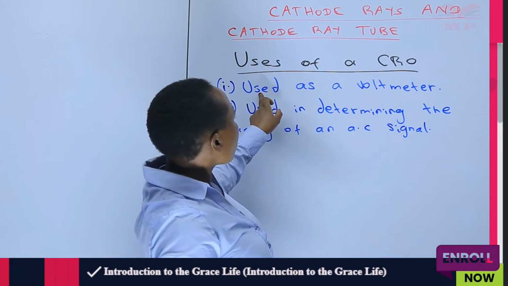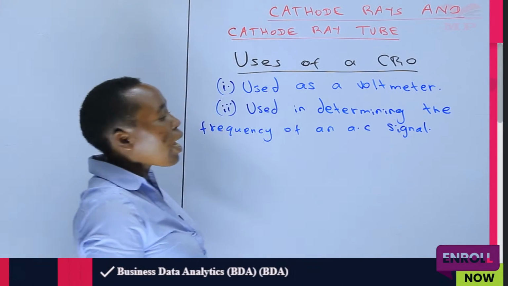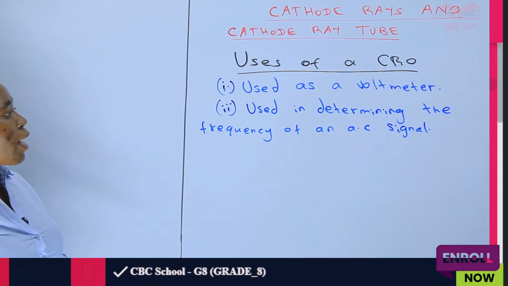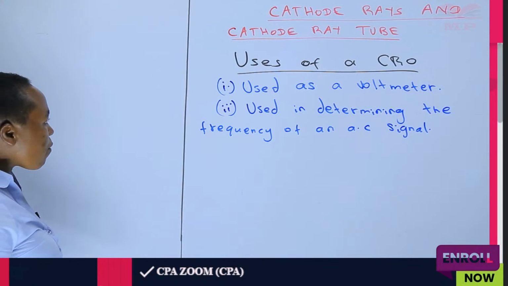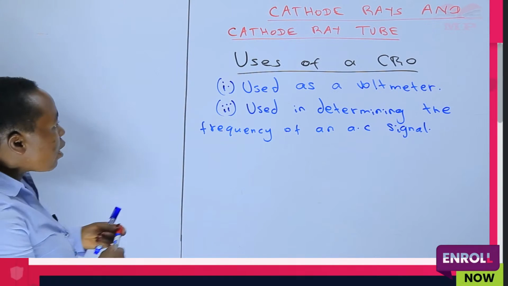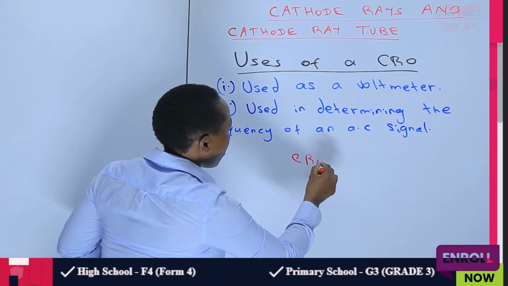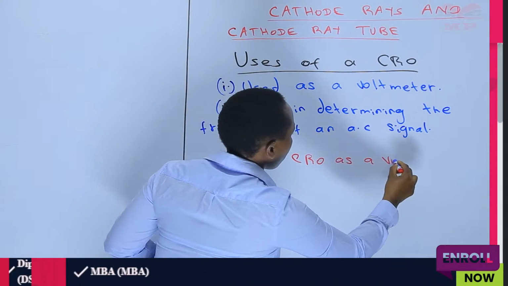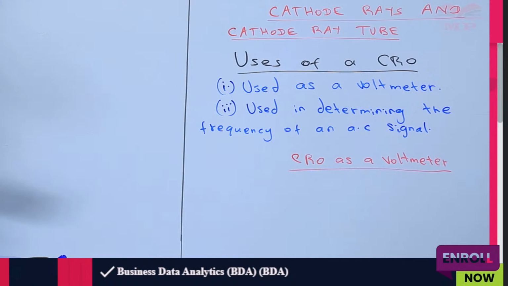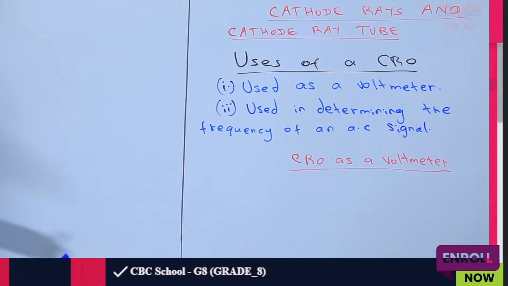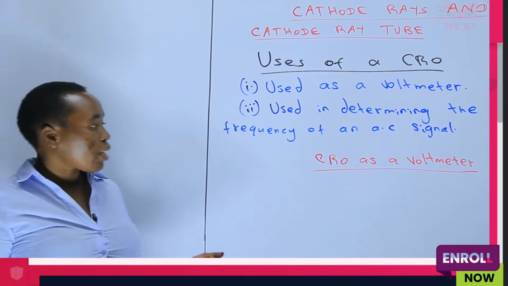So I want us to start with the first one. We have seen that a cathode ray oscilloscope can be used as a voltmeter. So CRO as a voltmeter. And we are going to see that the cathode ray oscilloscope will have many advantages over the ordinary voltmeters that we have.